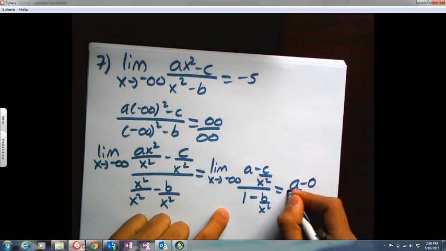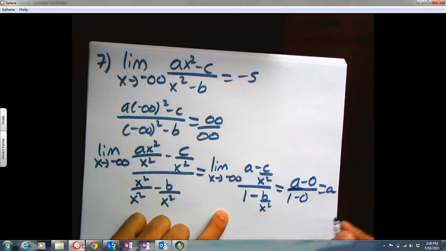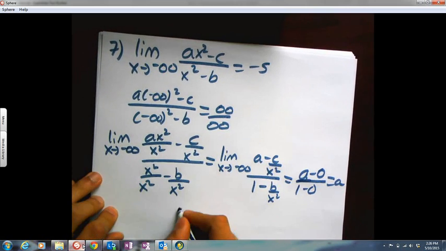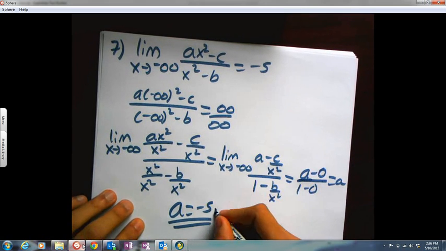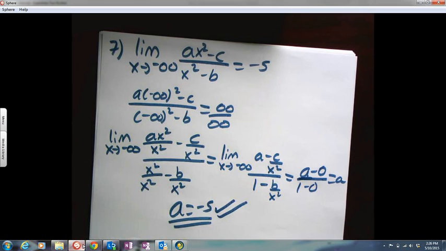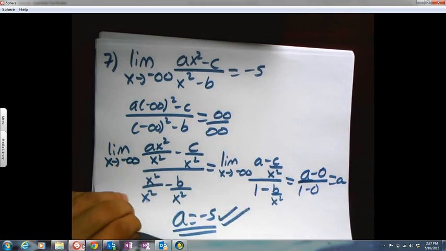And we know this has to equal negative 5 because they already told us that. So that means a must be negative 5. And we just found the horizontal asymptote at negative 5. Now what about the other part? They also want us to find b. So let's see how we can do that.